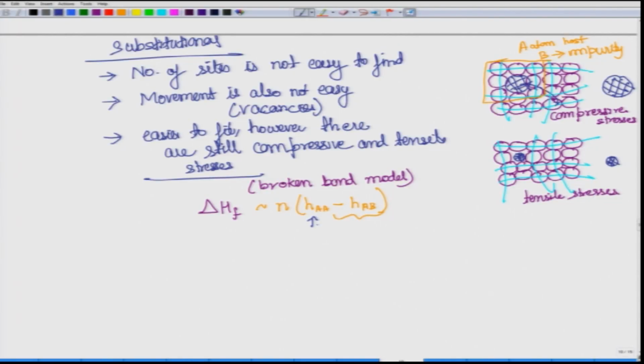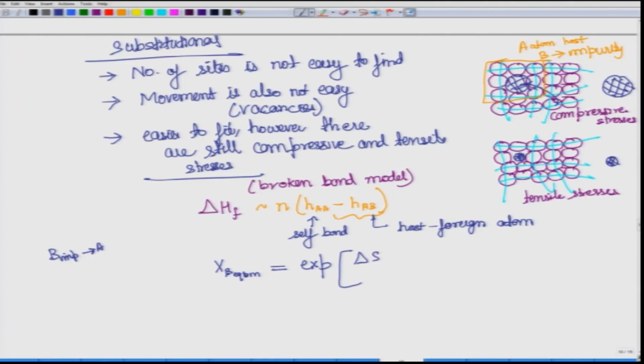So, what is HAA? It is self bonds, meaning between AA atoms. AB is between host and foreign atom. So, B impurity in A. How will we find the equilibrium concentration? XB equilibrium, using our same old formulation, we can write it like this, with delta S F.